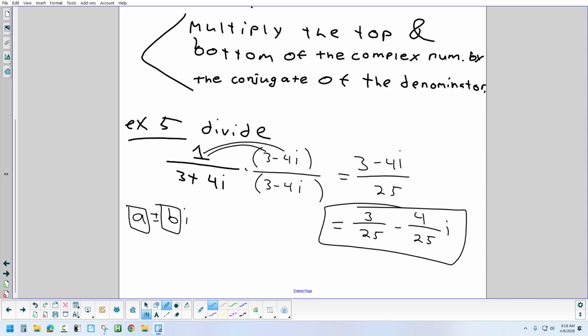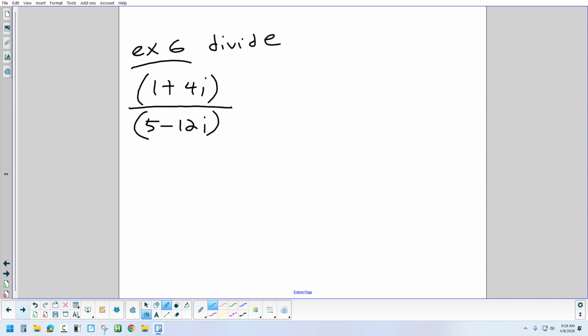All right, so let's try one more divide. Okay, this one's a little bit more complicated than the last one because the top isn't a 1. So we are going to have a little bit of work we got to do on the top. Anytime we see a division problem, right away you want to think, I'm going to multiply by something. And what are we going to multiply by in this one? 5 what? Plus 12i. Yep. It's always the conjugate of the bottom. Don't ever do the conjugate of the top. Conjugate of the bottom.